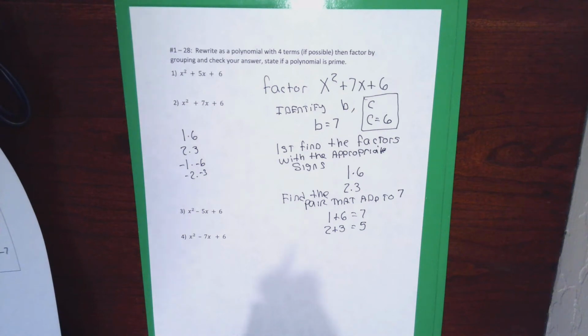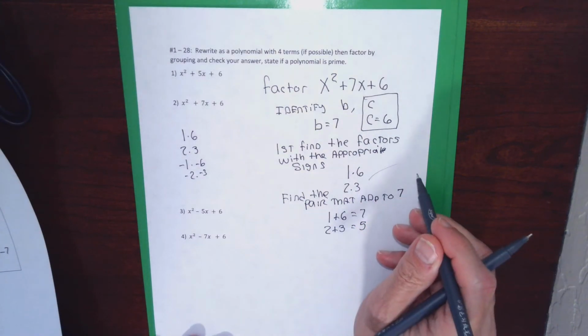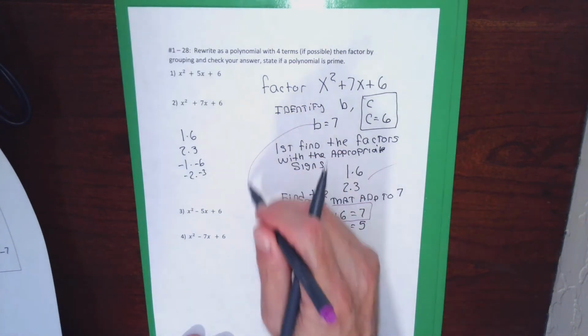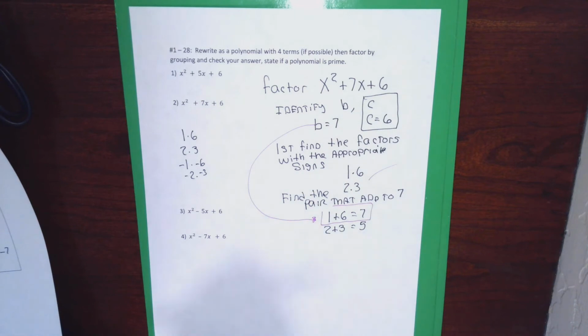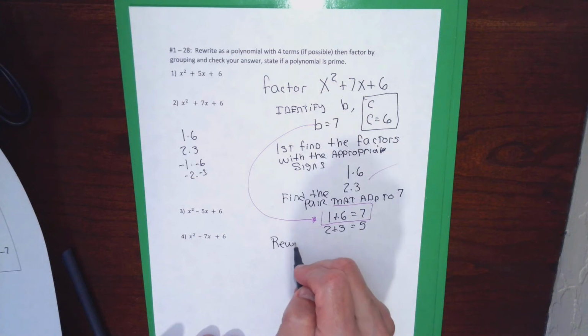That's good business. So I looked at the c, found the numbers that multiplied out to be c using the signs from my template, done with that step. Then I'm adding the numbers. I'm searching for the pair that add to b. Once I find the pair that add to b, I'm going to rewrite the middle term using these numbers.